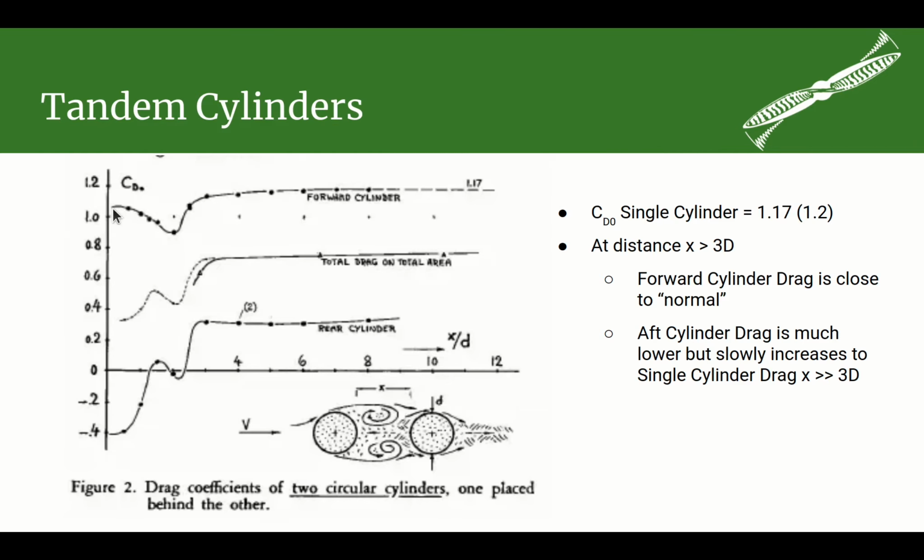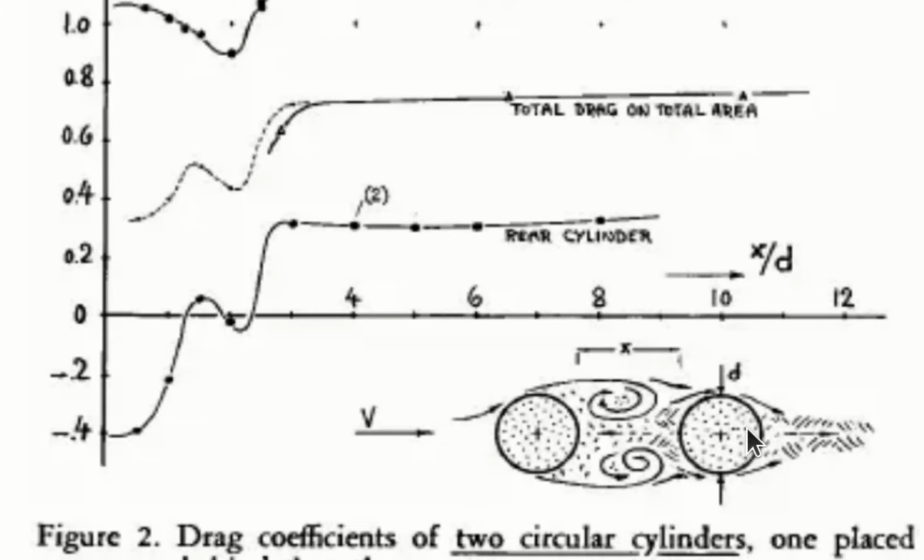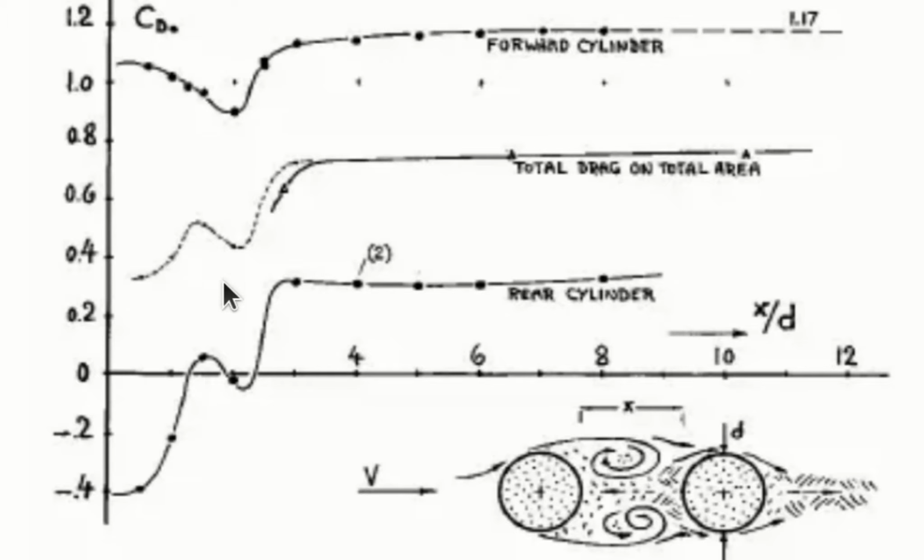Now let's look at the drag on the rear cylinder. Well, that's way, way down here. It's like 0.3. So the drag on this rear cylinder, regardless of how far apart they are, at least up to around this 9 area, is way less than on the front cylinder. Well, that means the total drag of this system, the drag on the front and the drag on the rear, is going to be less than if it was 2 cylinders that were far, far apart.